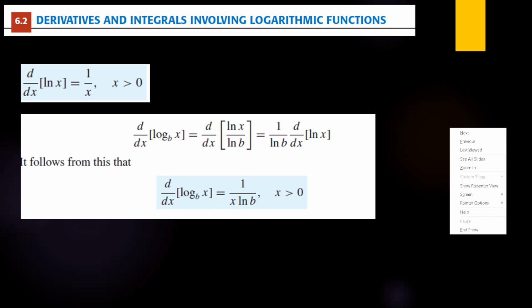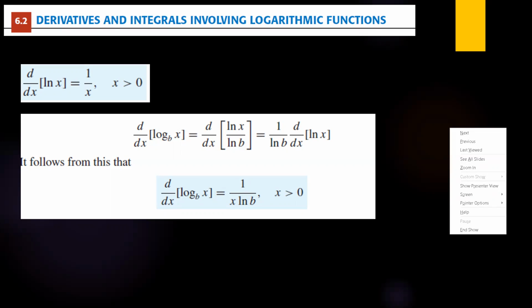Let's start now with the first one here. The derivative of ln of x is 1 over x. And the derivative of logarithm to the base b of x.